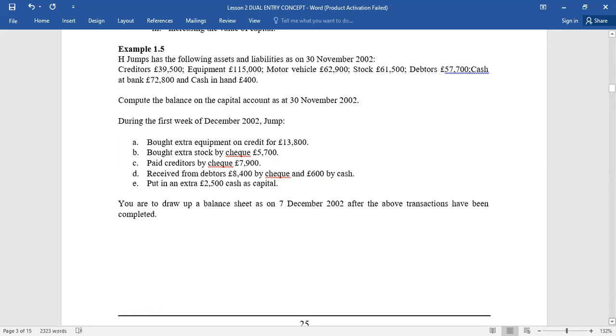So there we are. During the first week of December, Jump made the following transactions, and you are to draw up a balance sheet on 7th December 2002 after the above transactions have been completed. Where do we start?